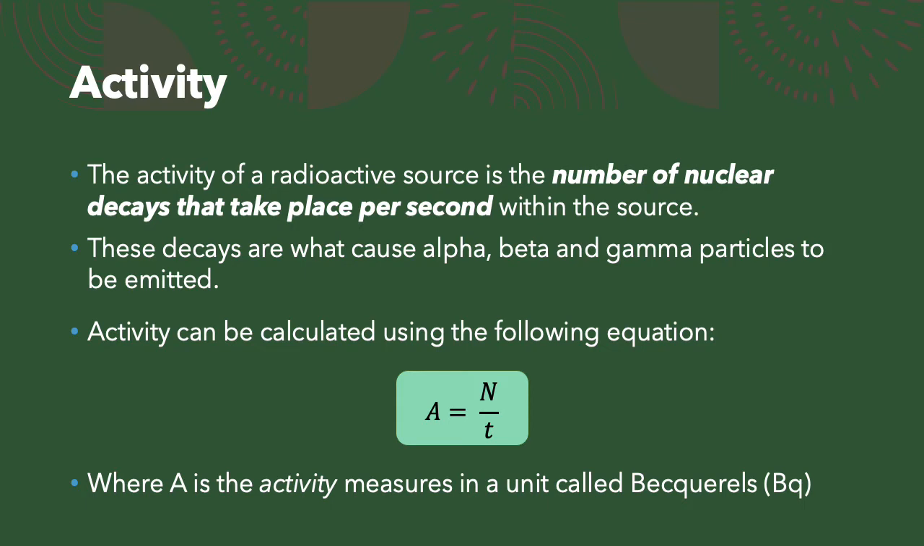So that's just A equals N over T, where A is this thing called activity. It's measured in a unit called becquerels, which has the symbol capital B small q. N is just the number of decays, and T is the time in seconds.